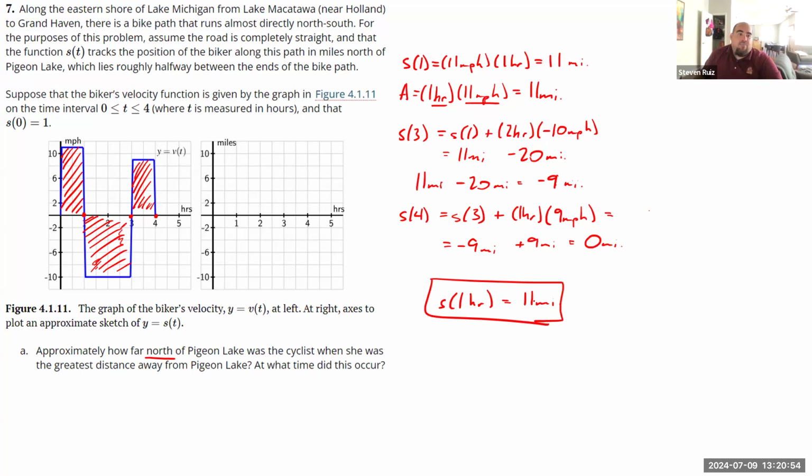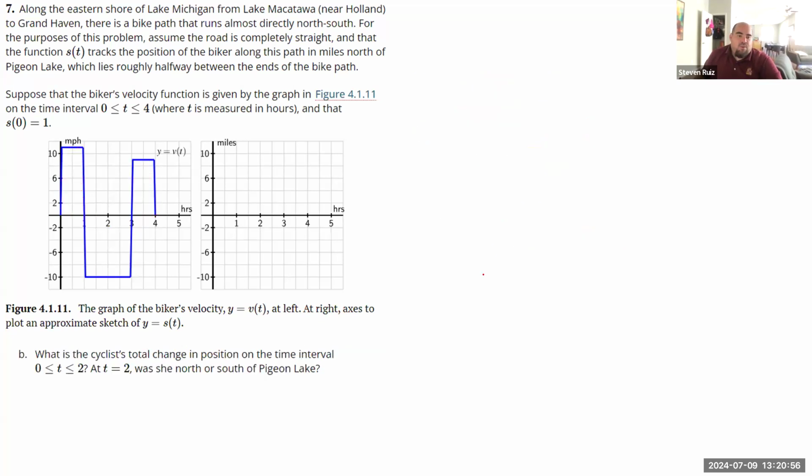All right, moving on to part B. What is the cyclist's total change of position on the time interval 0 to 2? Okay, so we kind of started answering this, but we did not stop at time equals 2, but I think now we have the means to talk about this. So I'm going to borrow our work from our last slide here.